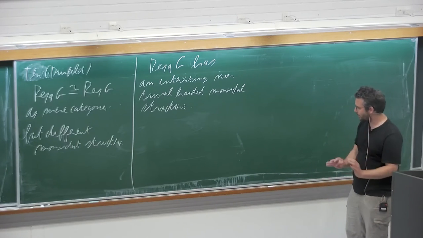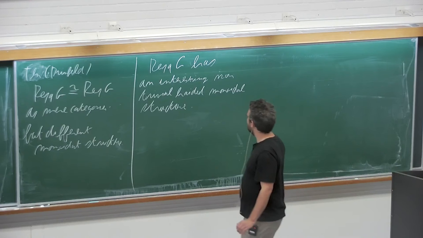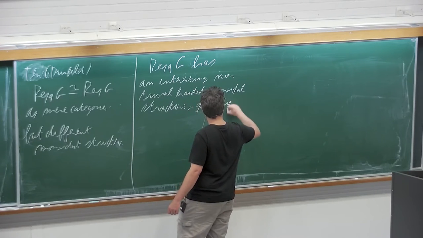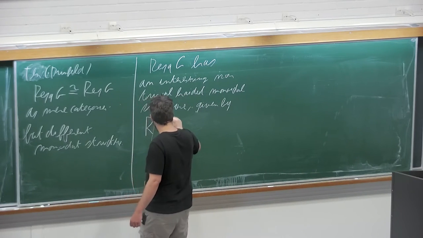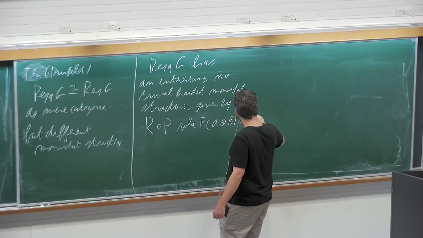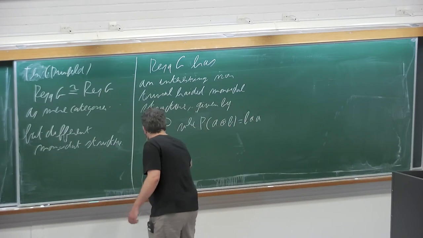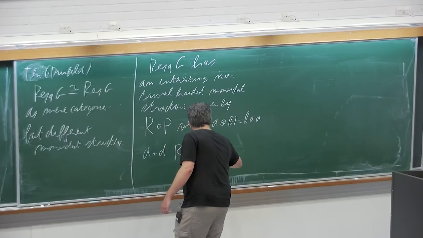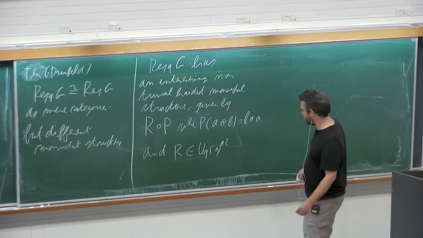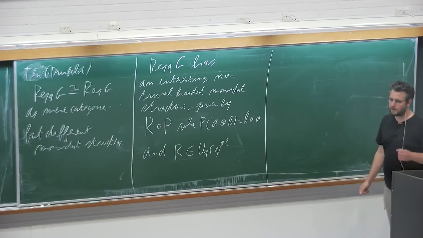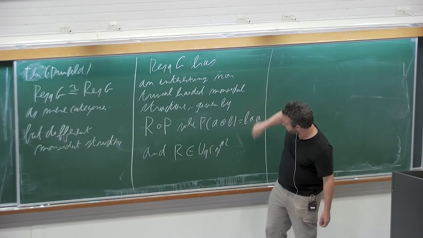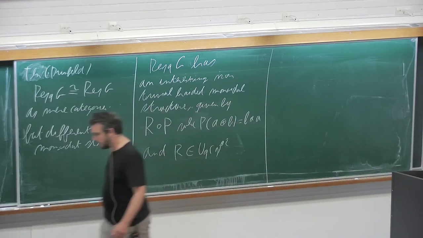And again, I don't want to be too explicit, just to connect to what we did before. This braided monoidal structure is actually given by P composed with R, where P is just the usual flip of tensors, and R is some element in the square of U_q(g). That's not completely true, you need to take some completion, but whatever. It is called a quantum R-matrix. It's a solution of something called the quantum Yang-Baxter equation. So basically, in this category, you flip those two tensor factors, and then you act with this element R.